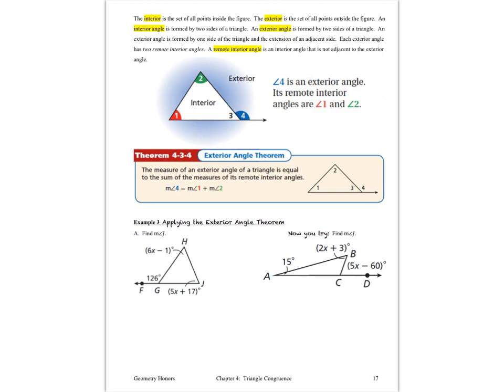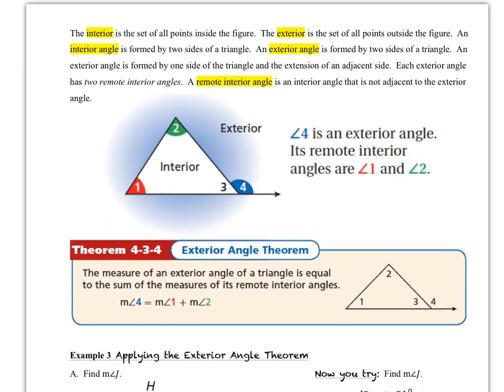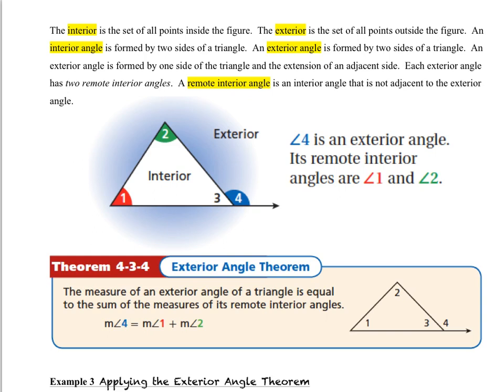The interior, or inside, is a set of all points inside the triangle. The exterior is a set of all points outside the triangle. And we have an exterior angle that is formed by the two sides of a triangle. So there's one side of a triangle, there's another side of a triangle, but we keep that segment going and don't stop at the edge of the triangle so that we can create a new exterior angle.